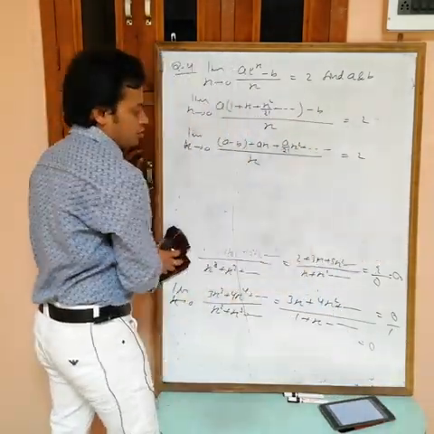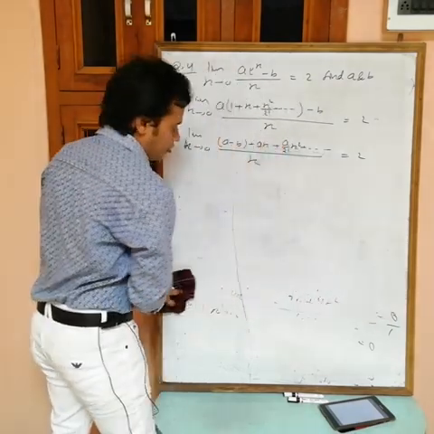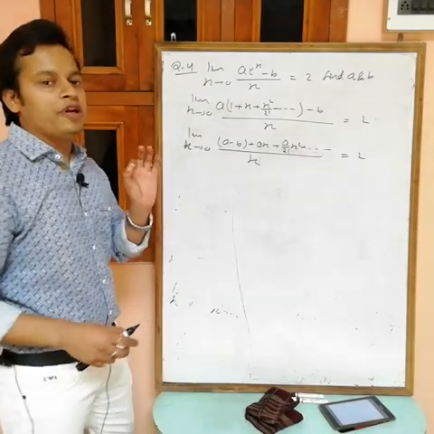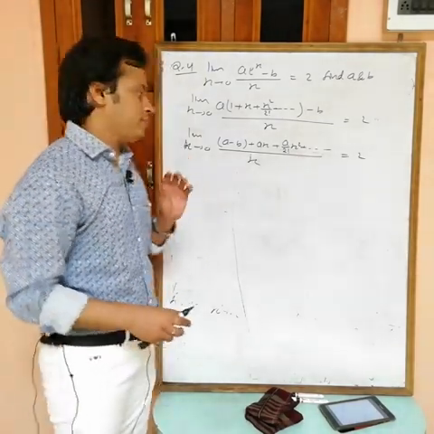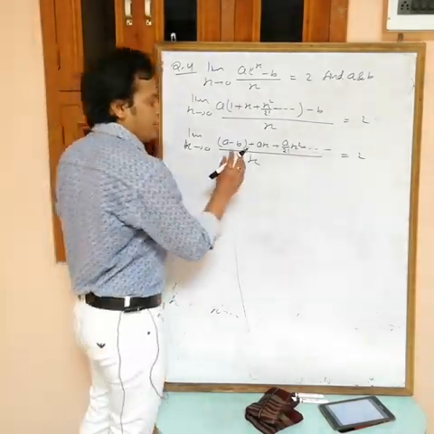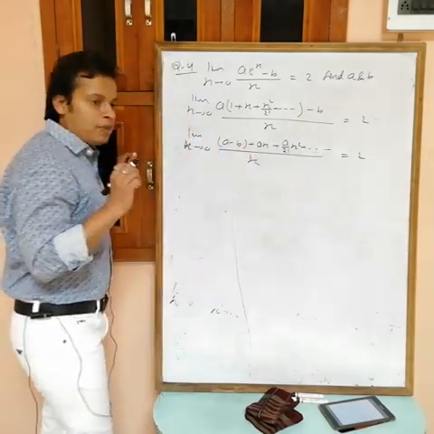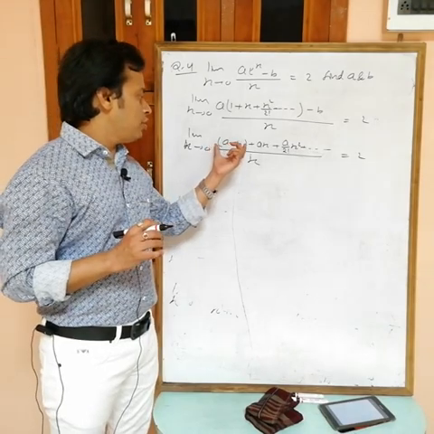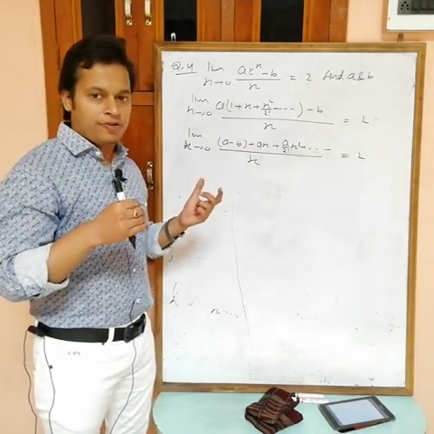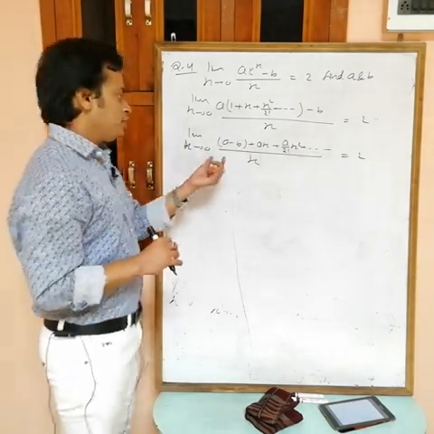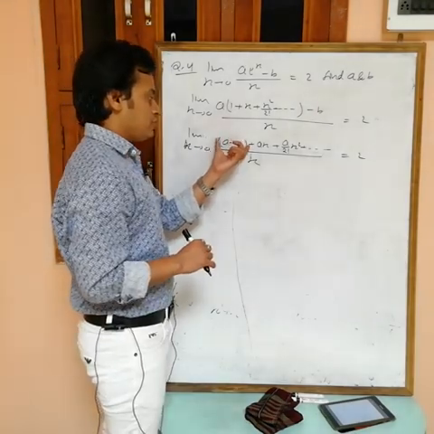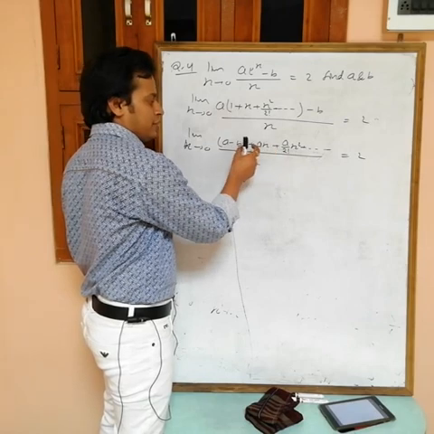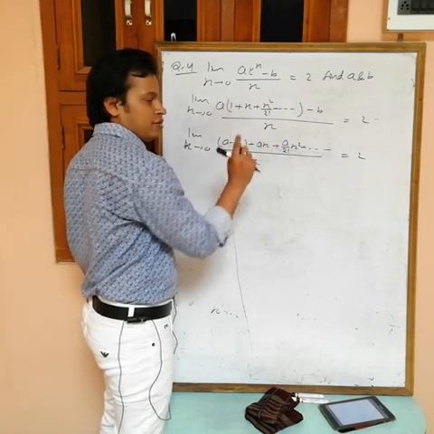So in any equation, if the value of the limit x tending to 0 is given as non-zero finite, then the power of x in the numerator and denominator must be the same. The power of x in the denominator is 1, so the power of x in the numerator must be equal to 1. It means all terms containing a lower power of x must be equal to 0. So there is no term containing a power of x less than 1.